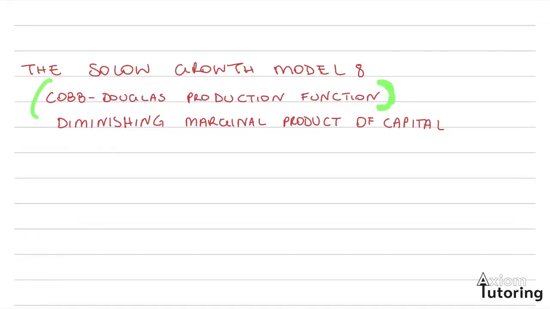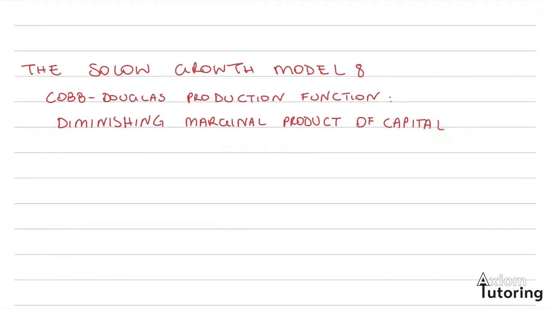And in this video, we're going to prove mathematically, and see algebraically as well, the fact that the Cobb-Douglas production function exhibits diminishing marginal returns with respect to factor inputs, and we're going to focus on the marginal product of capital. What does it mean? Diminishing marginal product of factor inputs.